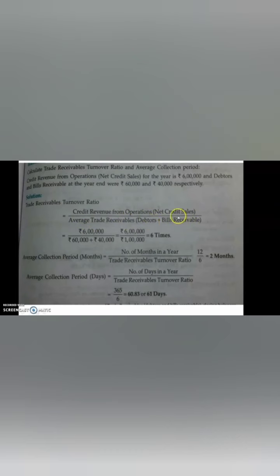Why debtors and bills receivable? Because only the year-ending balance of debtors and bills receivable is given to you. So it is the closing balance, and you can't find an average here. Credit revenue from operations is already given to you, 6 lakh.